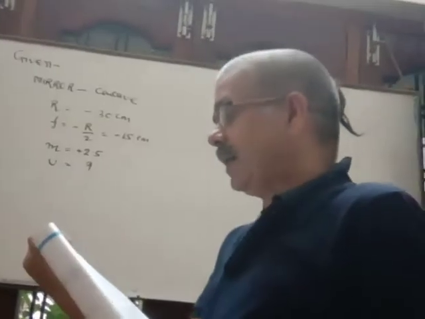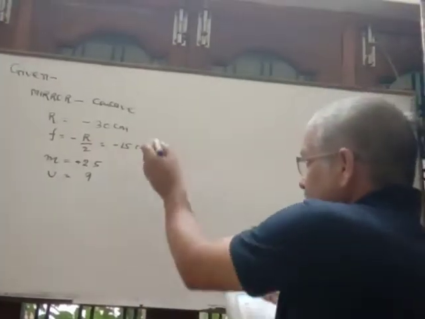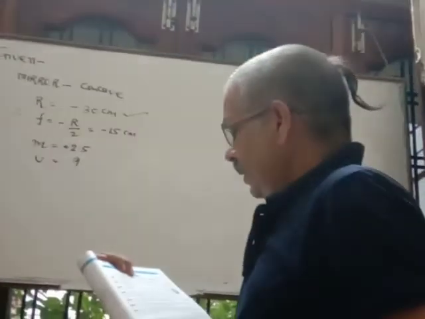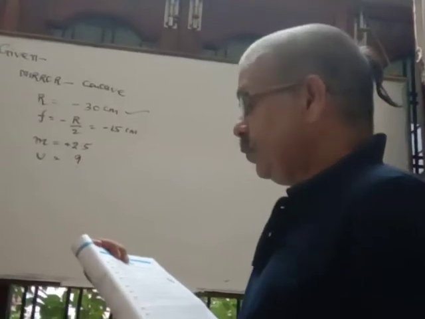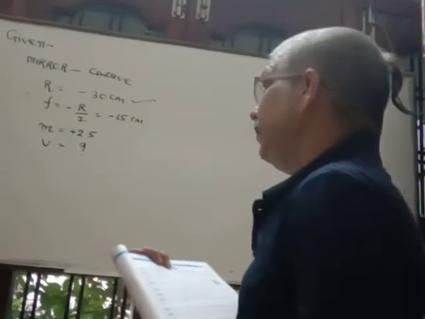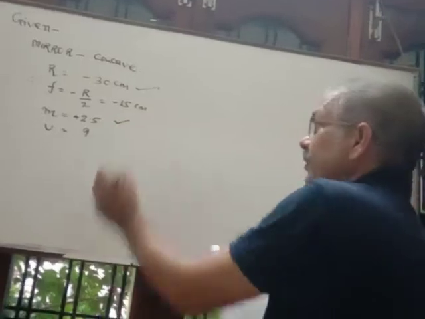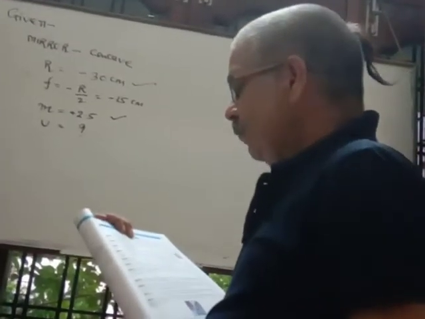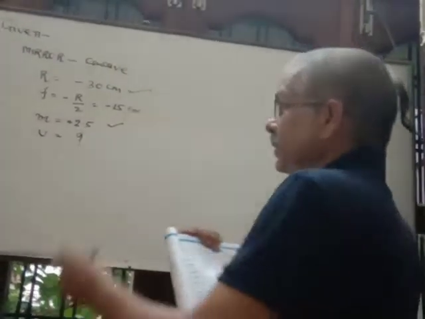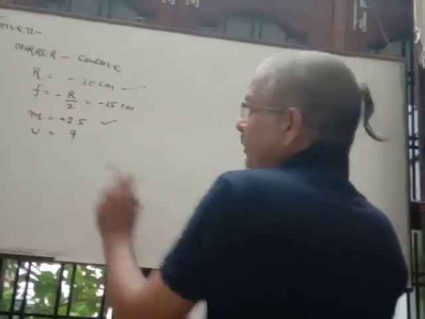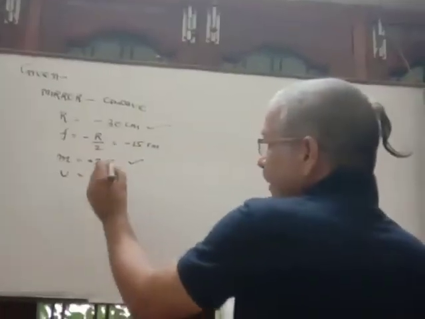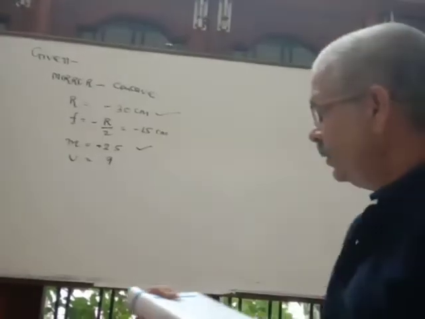Listen once again. A shaving mirror has a radius of curvature of 30 centimeter. A man sees his image 2.5 times the size of his face. It means it is magnification. How far is the mirror from his face? His face acts as the object. So in the question, what is the distance of object? Clear?